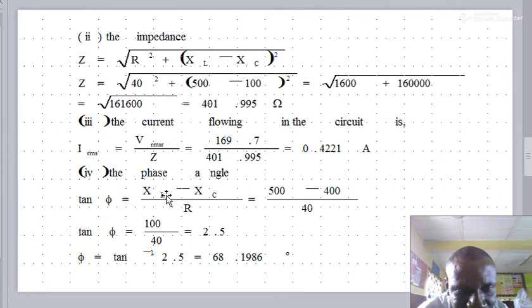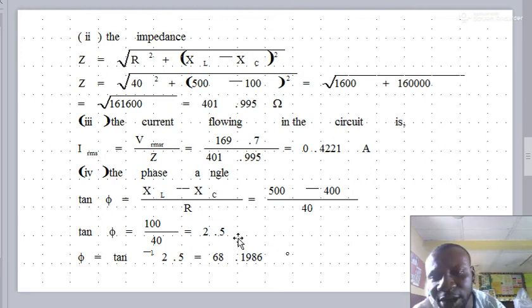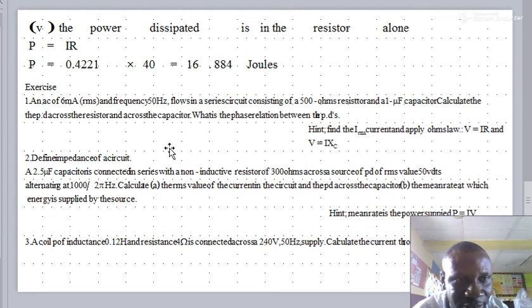Then the phase angle is the inductive reactance minus the capacitive reactance over the resistance. If the phase angle is positive, it means that the inductive reactance is greater than the capacitive reactance. That tells us that the voltage is ahead of the current in this very problem, by some degrees, as we can see. So that is that.